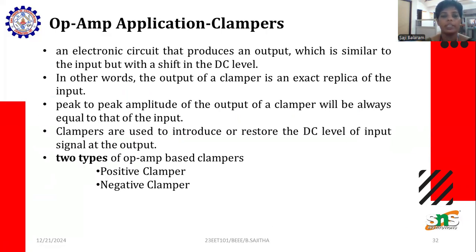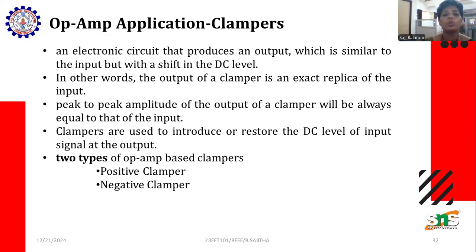So it is generally defined as an electronic circuit that produces an output which is similar to the input but with a shift in the DC level. In other words, the output of the clamper is an exact replica of the input. The peak-to-peak amplitude of the output of the clamper will always be equal to that of the input. Also, clampers are used to introduce or to restore the DC level of the input signal at the output.